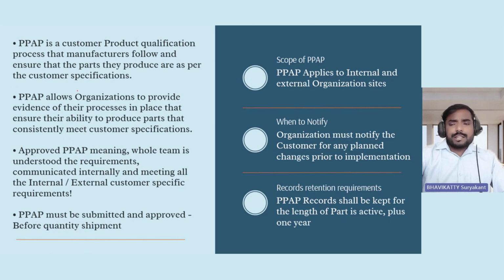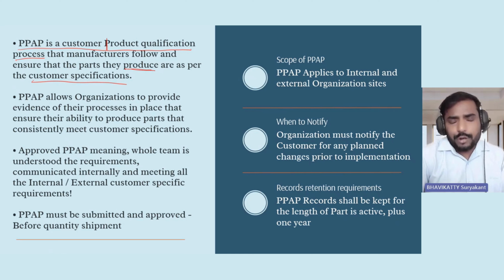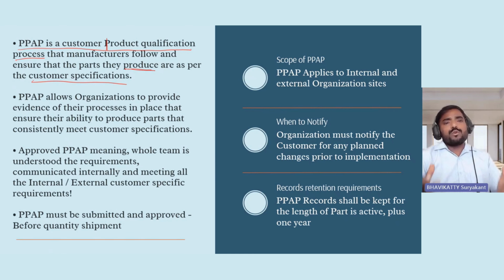Whenever the organization is following the PPAP process, it's a customer product qualification process. If they're following this process, it means those manufacturers follow and ensure that whatever parts they produce, they will meet the customer specifications. So it means any organization, if they are following PPAP, is able to meet the customer specifications.